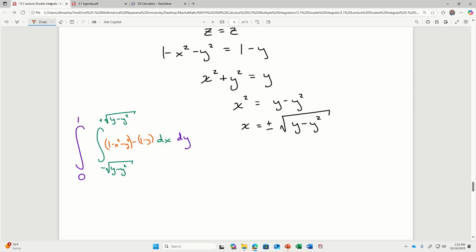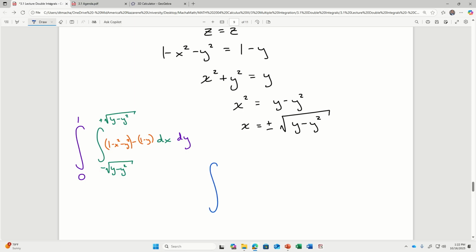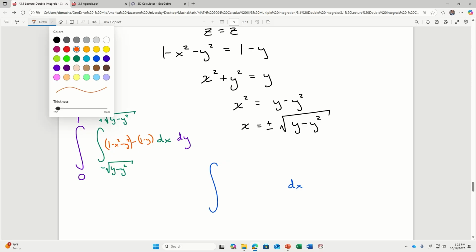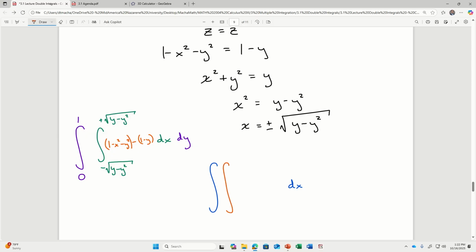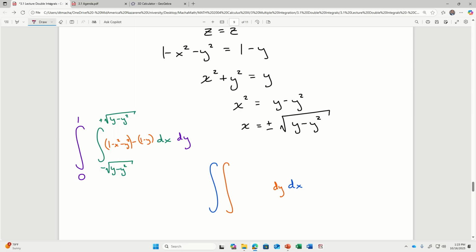That is one order of integration. And now let's write the other order of integration that we're allowed to do, which would be dy dx. And when I write the other order of integration, I'm still going to have the same integrand. I'm still going to have the paraboloid on top and the plane on the bottom.